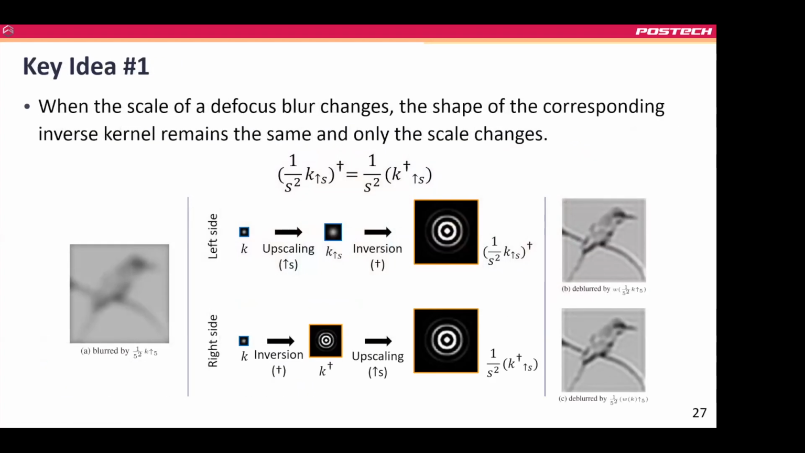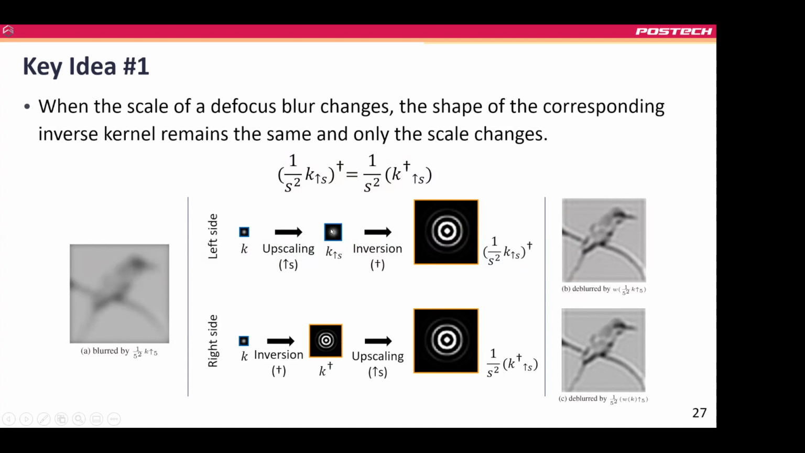There are some key ideas. The first one is that when the scale of defocus blur changes, you remember I mentioned that in the case of defocus blur, the shape remains almost the same, but the scale is changing. When the scale of defocus blur changes, the shape of the corresponding inverse corner remains the same, but only the scale changes. That means here we have this corner for defocus blur, and then we upsample.